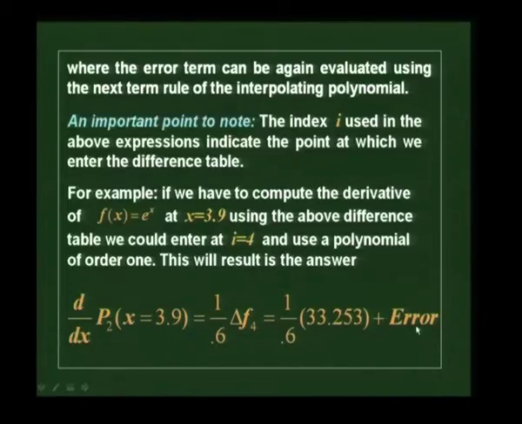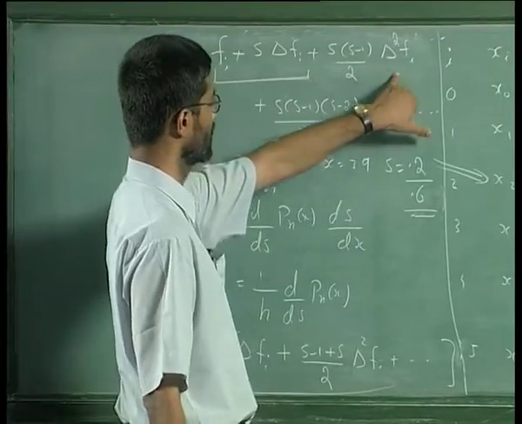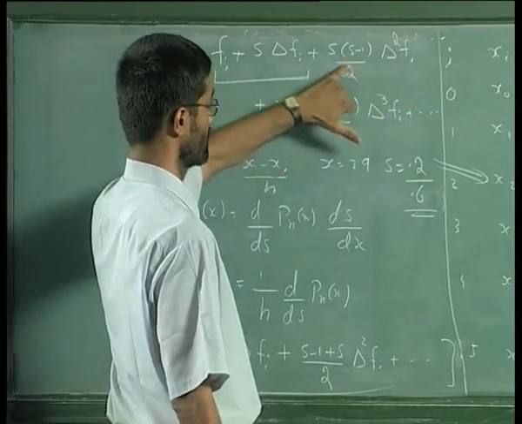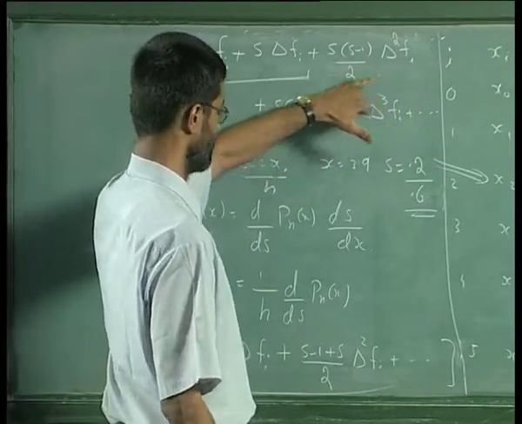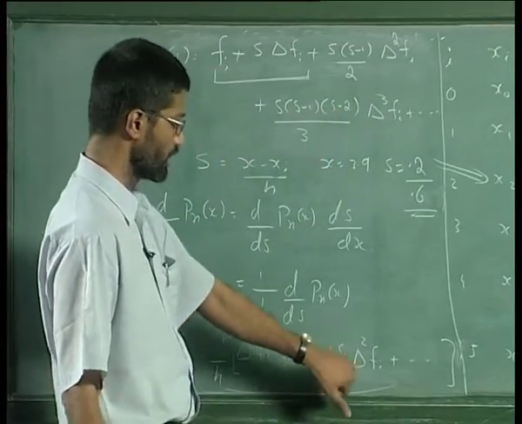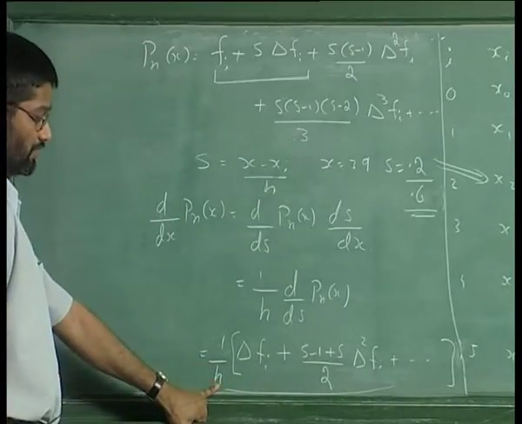So what's the error in this term? The next term in the polynomial, as I said, would be s into s minus 1 by 2 into del 2f4 in this case. So the derivative of that would be s minus 1 plus s by 2 into del 2f4 into 1 over h. So that's the derivative, that's the error.